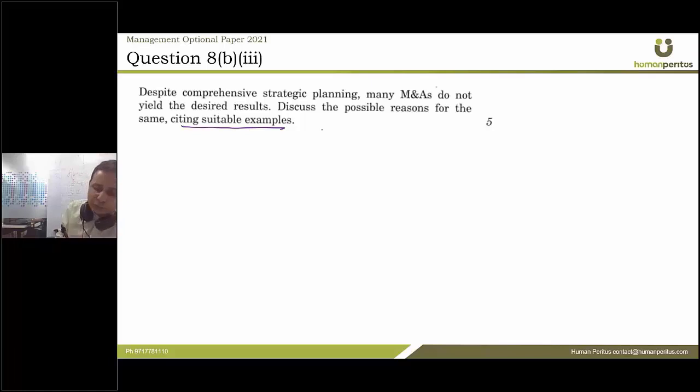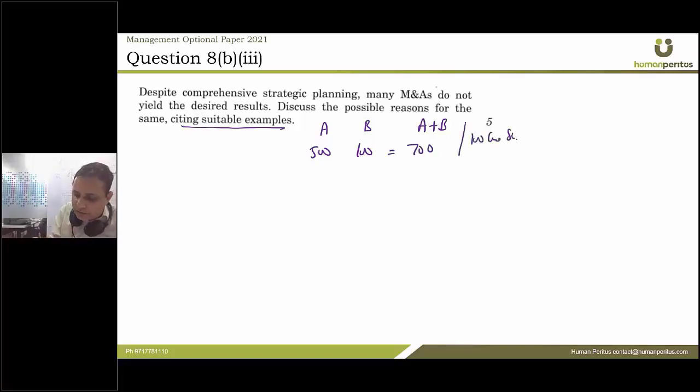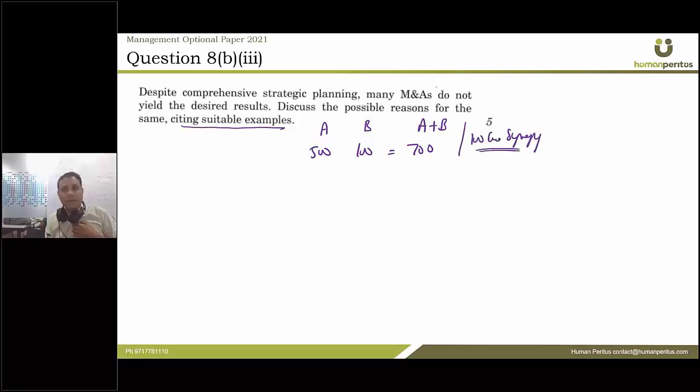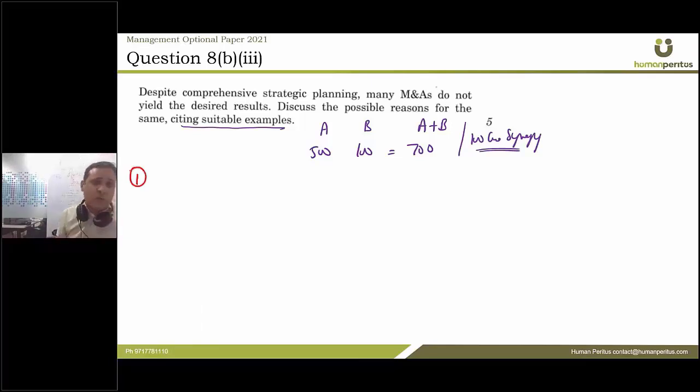For example, if the value of company A is 500 crore, the value of company B is 100 crore, but if we do a merger, then the value of both companies A plus B is not 600 but 700 crores, because there is a 100 crore synergy effect which comes into the picture. Okay, this is the reason why mergers and acquisitions do take place, but still most of them fail. So what can be the reasons for some of the failures of mergers and acquisitions?